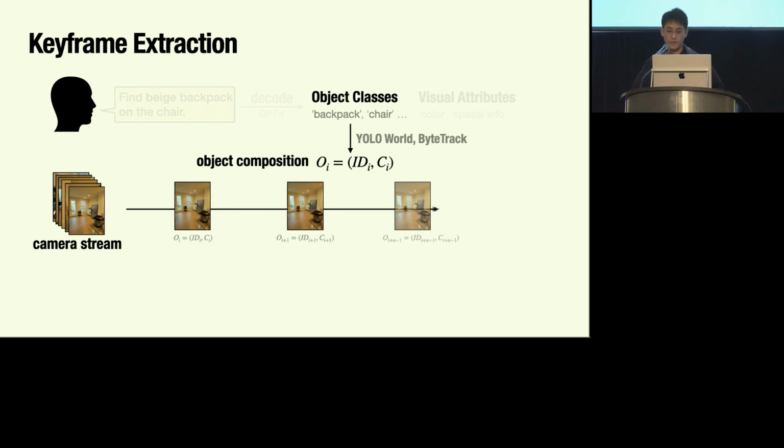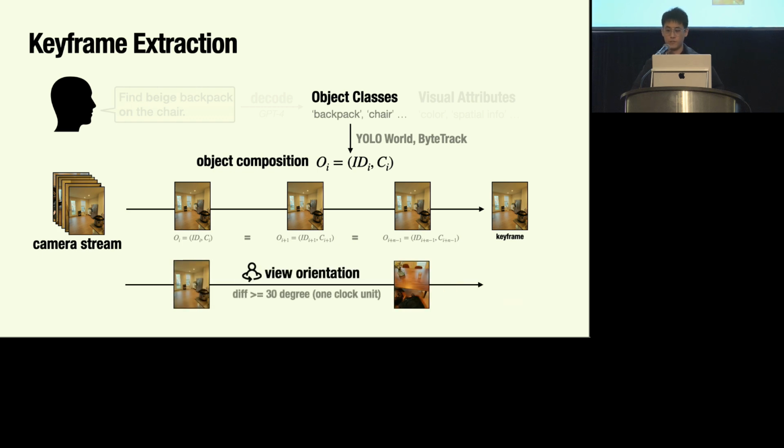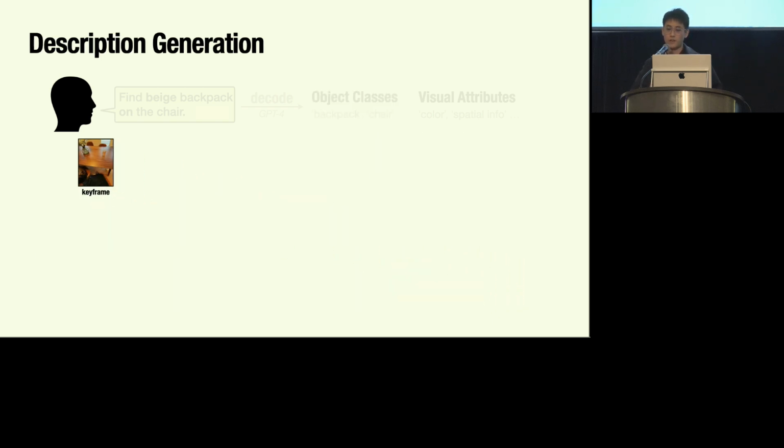To detect the keyframe, if the object composition in consecutive frames is the same, then we take the latest one as a keyframe. Another intuitive way is to track the view orientation by the smartphone sensor. If the difference of orientation exceeds 1 clock unit with significant visual changes, then the latest one is also a keyframe. So now we have the keyframe. We feed this keyframe to different models to get descriptions of different levels of richness.